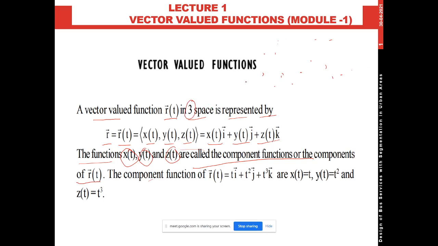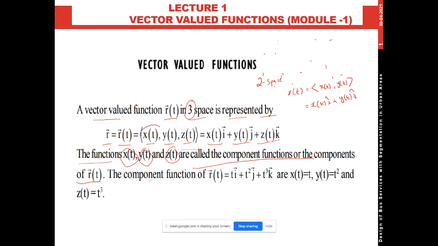If we want to define a vector valued function in two space, we can represent it by r of t equals (x of t, y of t). So there are only two component functions. This can be written as x of t i plus y of t j. Okay, so this is the definition for a vector valued function.